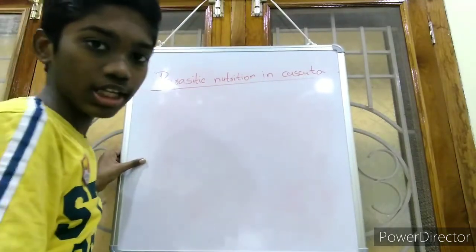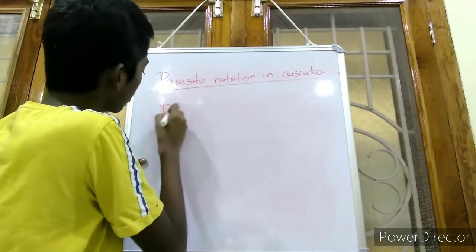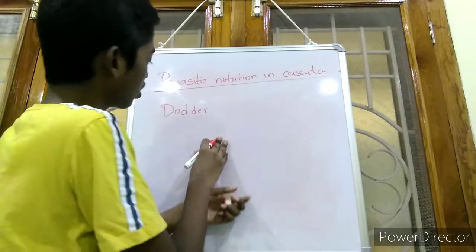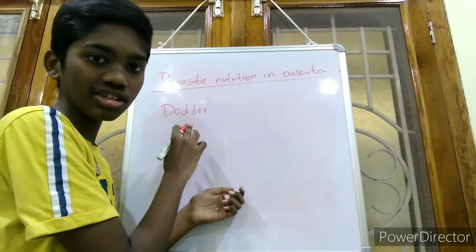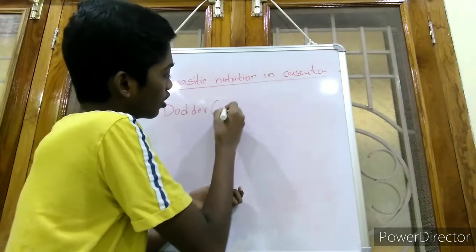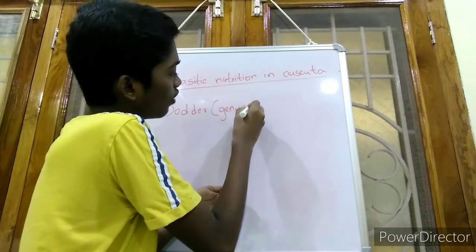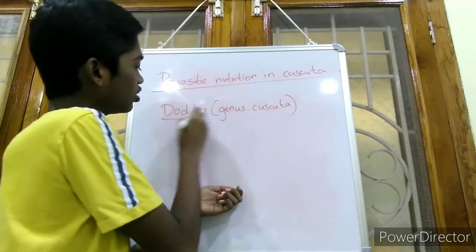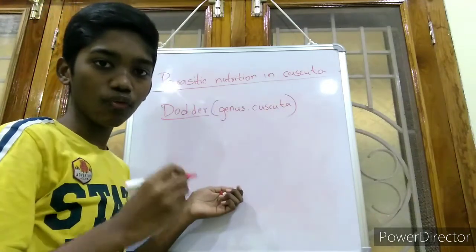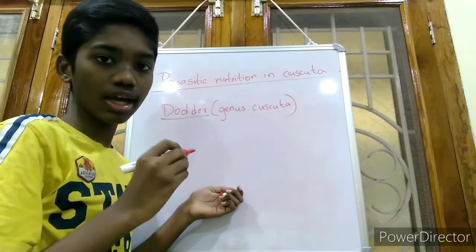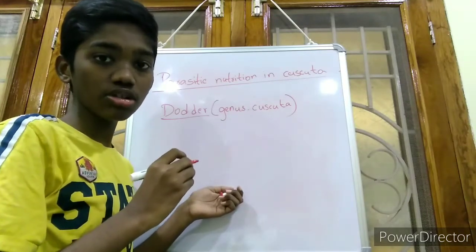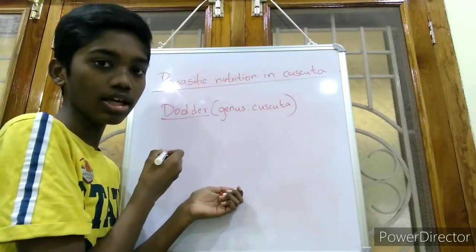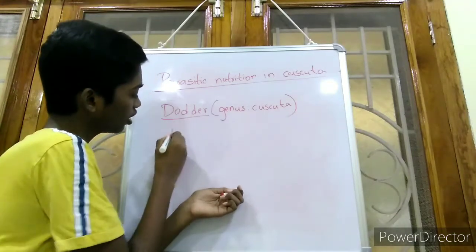So friends, if we take dodder plant, this plant belongs to the genus of Cuscuta. This dodder plant is a leafless twining plant. It is a leafless twining parasitic plant which belongs to the morning glory family.